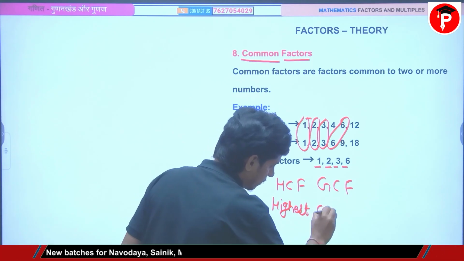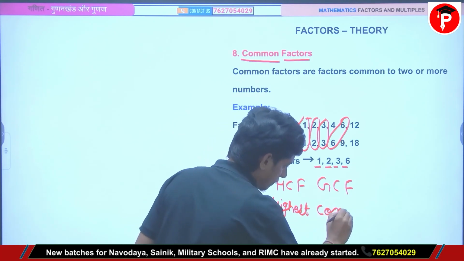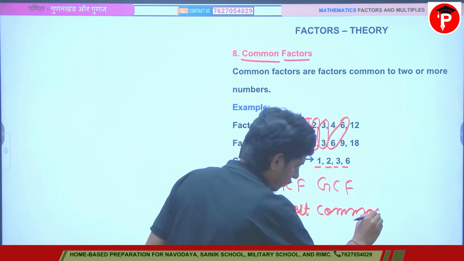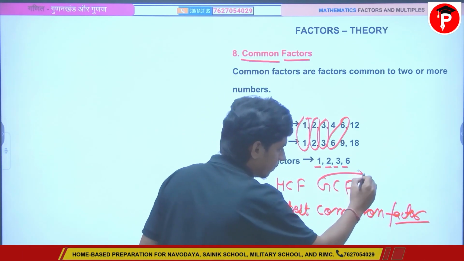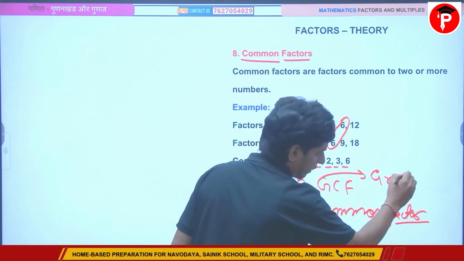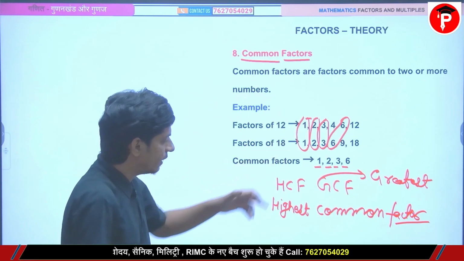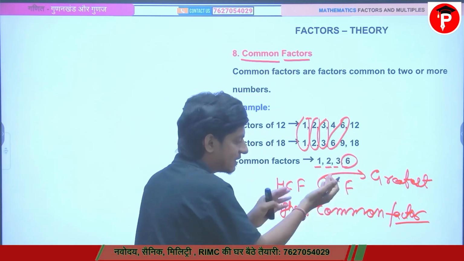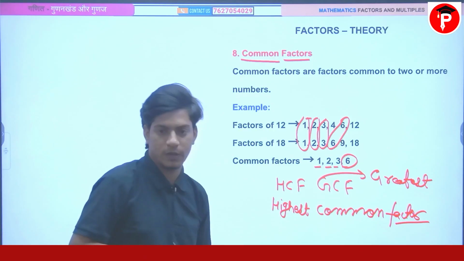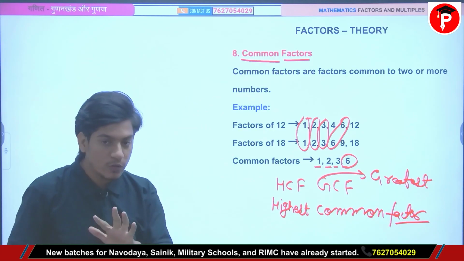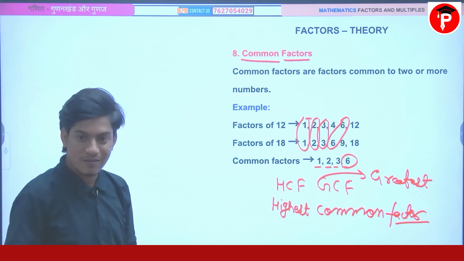Highest common factor, or GCF, means greatest common factor. If you compare the numbers 12 and 18, you will get 6 as the HCF or GCF. In exams, the word GCF may appear in questions. Don't get confused. GCF, HCF or highest common factor, all are the same thing.